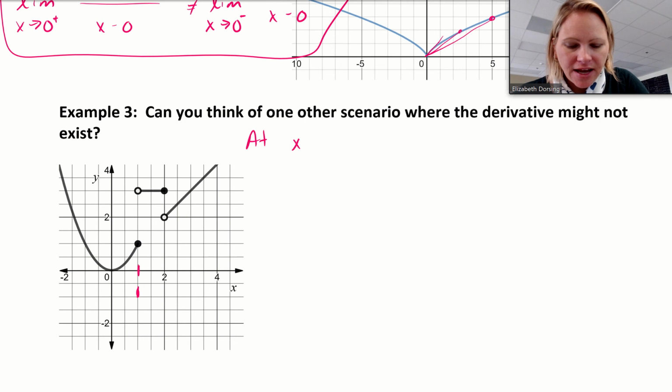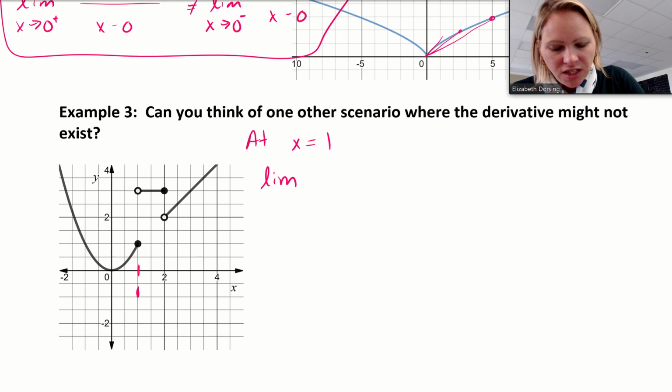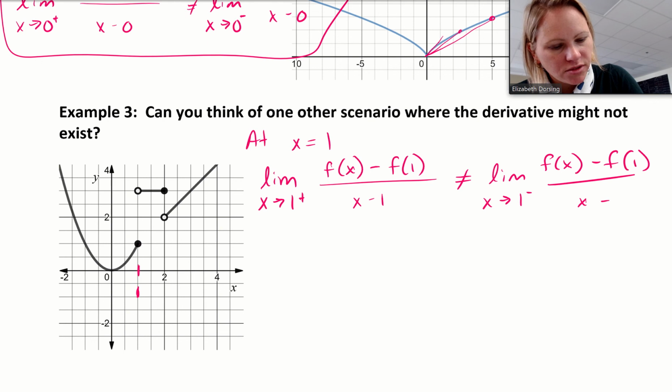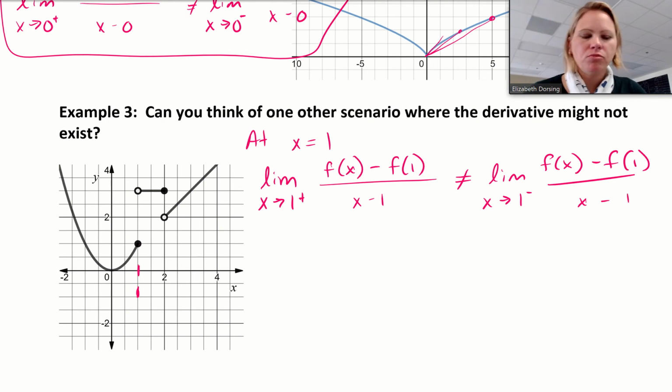So at x equals 1, we've got this curve that's going to have these slopes approaching whatever it would be there, but then it jumps up and we have this jump discontinuity, and all of a sudden the slope here is 0. So the slopes coming from the left and the slopes coming from the right don't agree. So again, we're going to say the limit as x approaches 1 from the right of (f of x minus f of 1) over (x minus 1) does not equal the limit as x approaches 1 from the left of (f of x minus f of 1) over (x minus 1). So the slopes on the left don't equal the slopes on the right. That's the whole point. That's what you need to do.